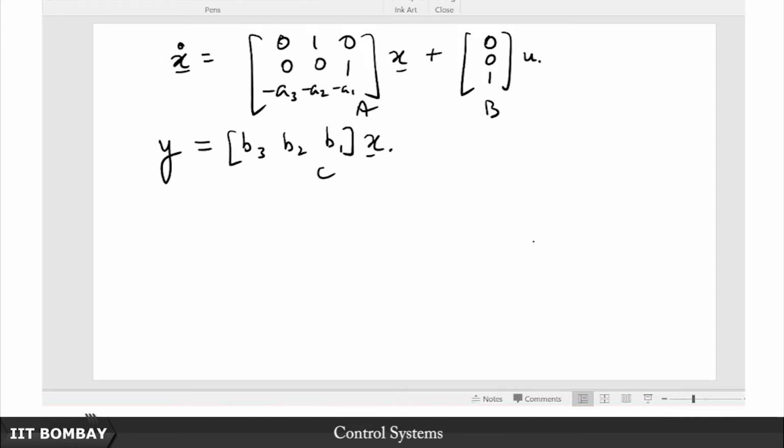Later on, as we go further into this, we will learn that this phase variable form also has some beautiful feature in so far as this property of controllability is concerned. But again, all in good time, let us not get ahead of ourselves, right.